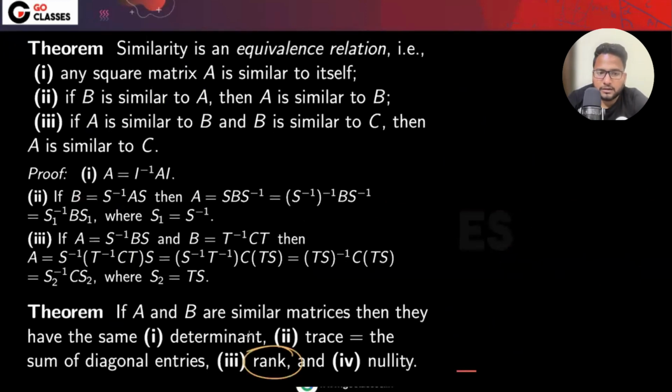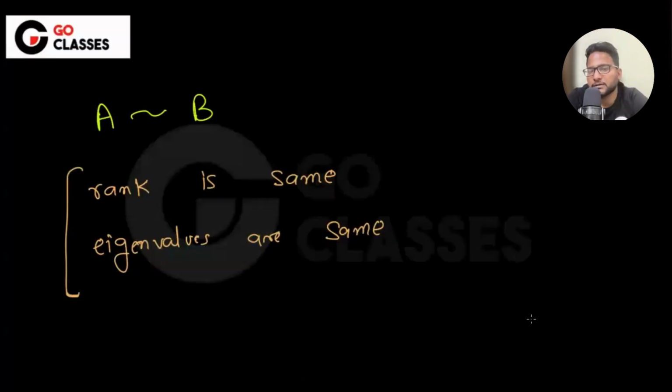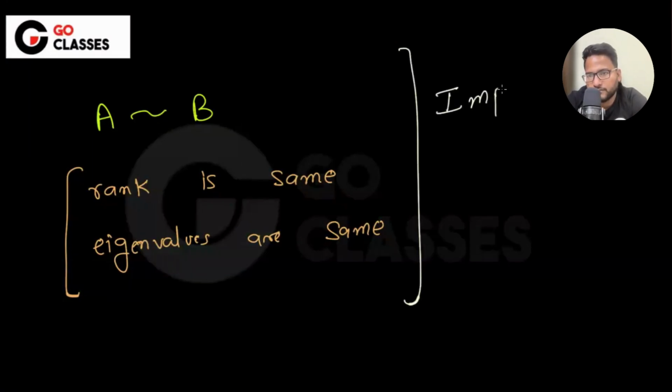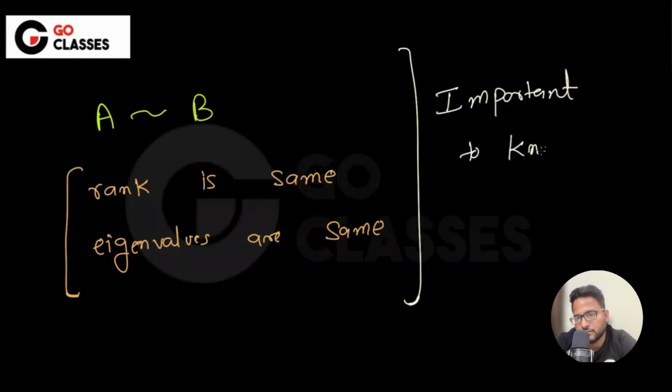See, if they are similar, then they have the same determinant, they have the same trace, rank, nullity, and these things, right? So the rank and eigenvalues of similar matrices are the same. Can you just remember this? This is quite important. Okay.